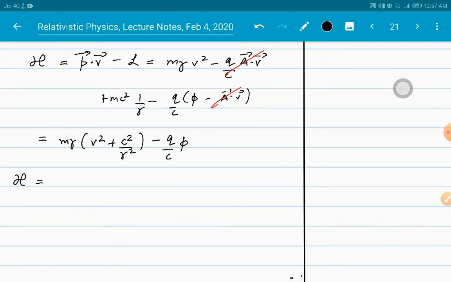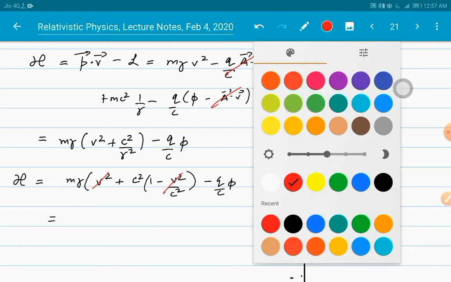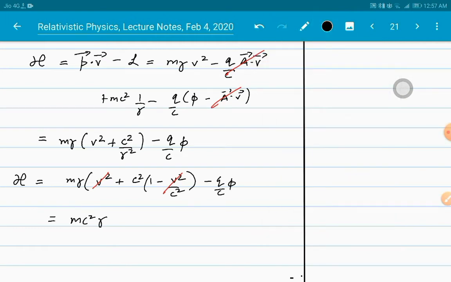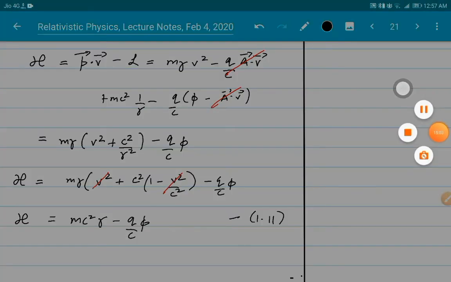And so we have the Hamiltonian is equal to m gamma v square plus mc square into 1 minus v square by c square, plus q by c phi, and so again we have some cancellations, so these two terms will cancel. We will be left with mc square gamma plus q by c phi as our Hamiltonian for a particle interacting with an electromagnetic field.